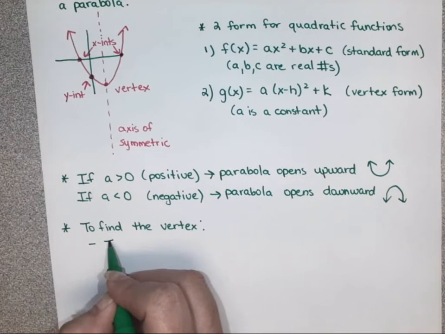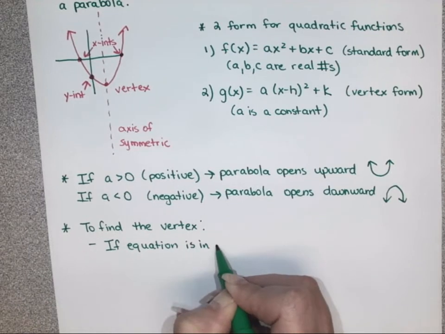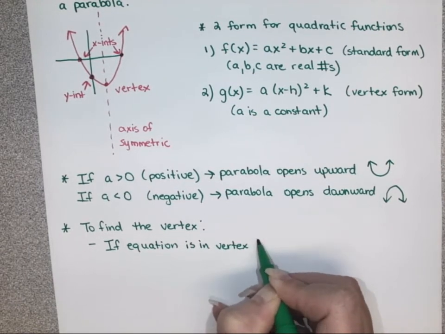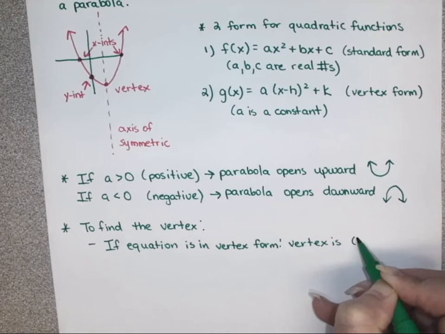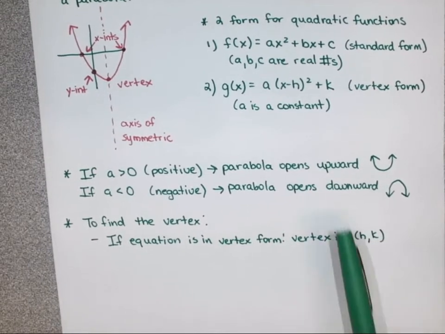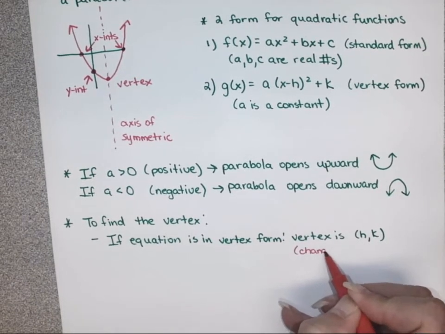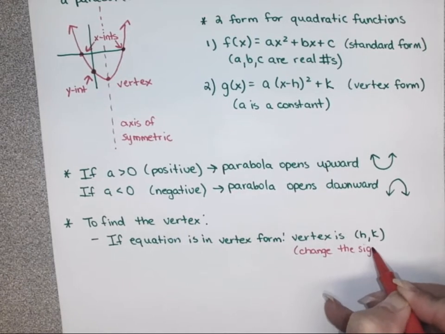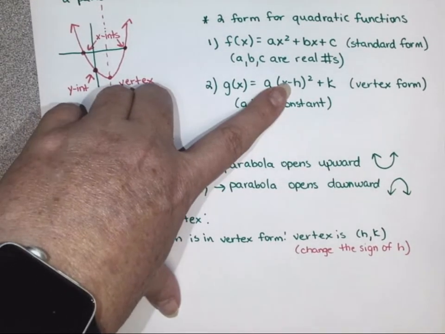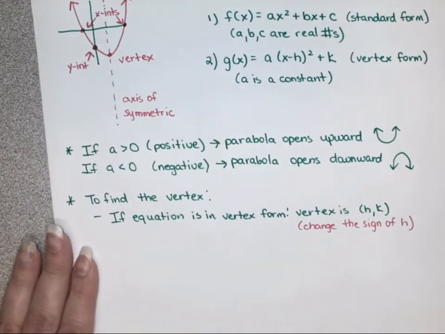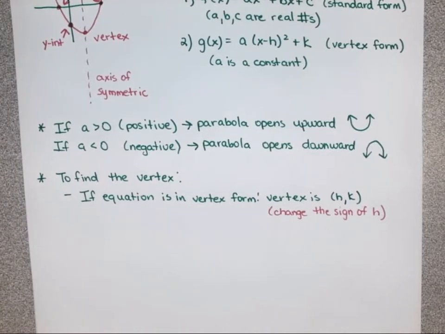Okay, so here are your two ways to find the vertex, and it all has to do with what form the equation is in. So if the equation is in vertex form, that second form that I mentioned that wasn't going to be as common, the vertex is just going to be h comma k. In other words, pull these numbers out of the form, and that will be the vertex. So we'll do one example in a minute, but you change the sign of h. Okay, you don't change the sign of k. And the reason you change the sign of h is because this formula has a minus sign in it. So if it's in vertex form, it's called that because you're able to readily see what the vertex is without doing much work.